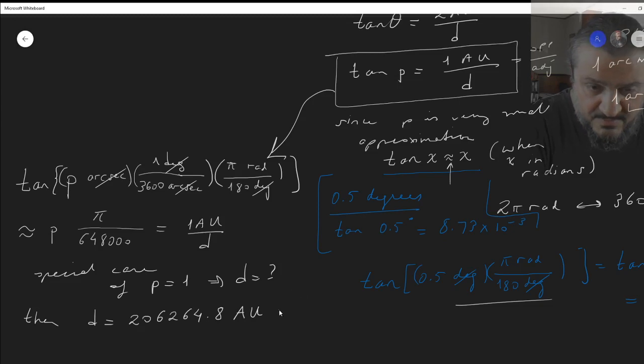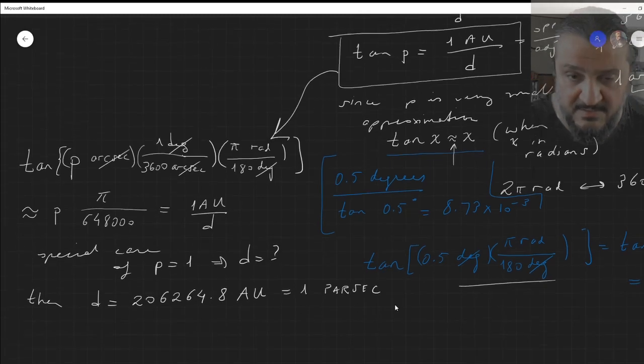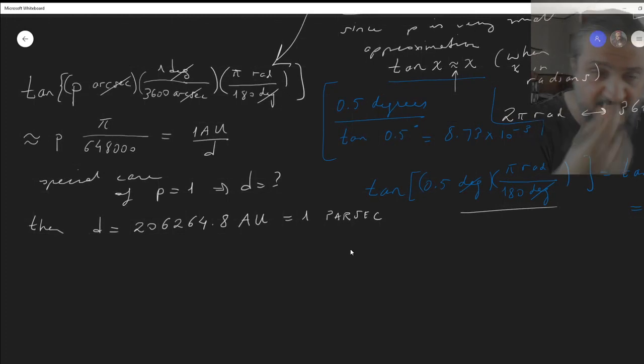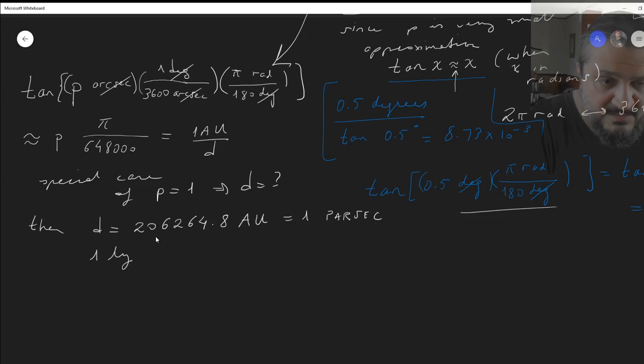That's equal to 1 parsec. Let's think of it in terms of light years, all right? So remember, 1 light year was around, now I'm going to use approximations, okay? 3 times 10 to the 8, no, I'm sorry. That's the speed of light. One light year was around 10 trillion.